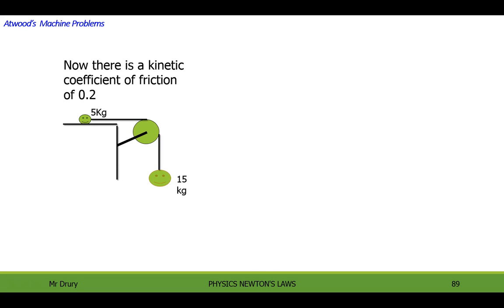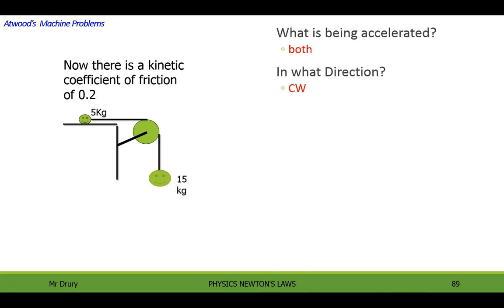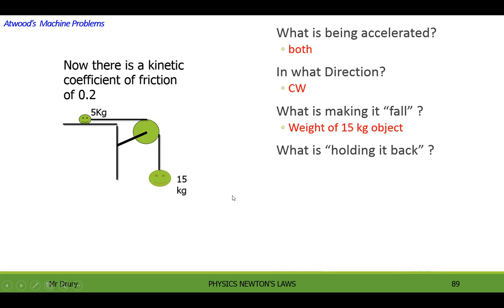All right. Now we do have friction, so it's the same setup as before, but we have friction, and I have a coefficient of friction of 0.2. So what's being accelerated? Both of them again. In what direction? Once again, clockwise. What's making it fall? The weight of the 15. What's holding it back? Well, now the force of friction between this object and the table.